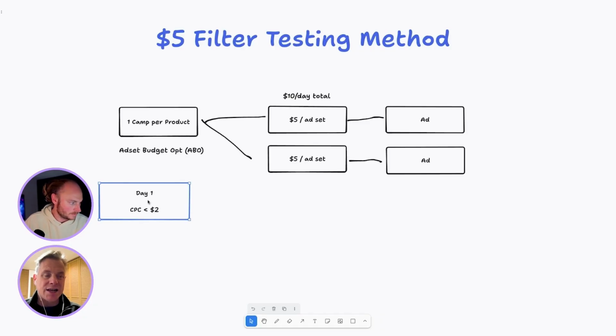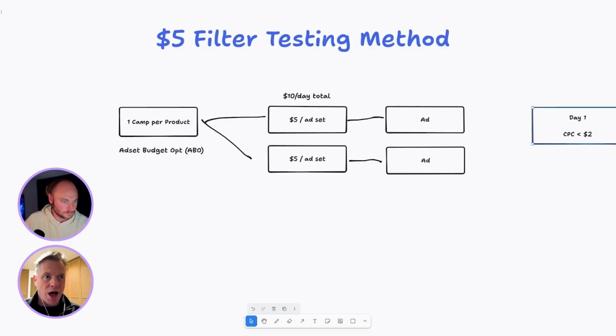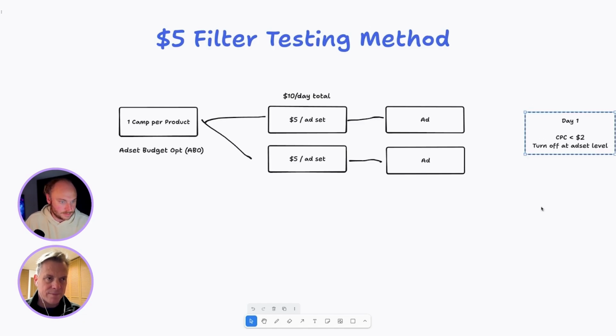And I look at each ad set. So what will often happen is one ad set will be at that and one will not. So we'll turn off the one and leave the other. Okay. Turn off at ad set level, right? That's right.